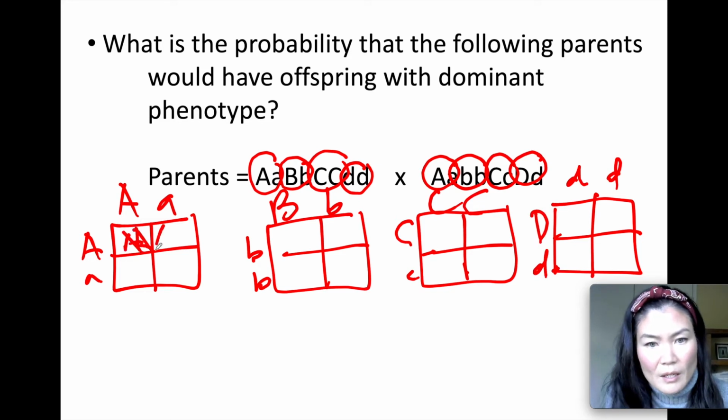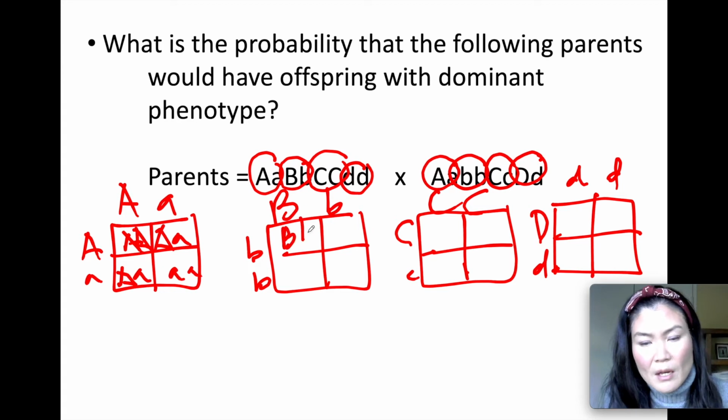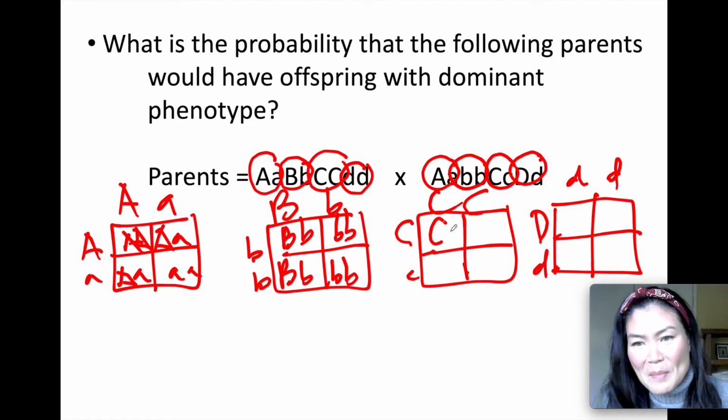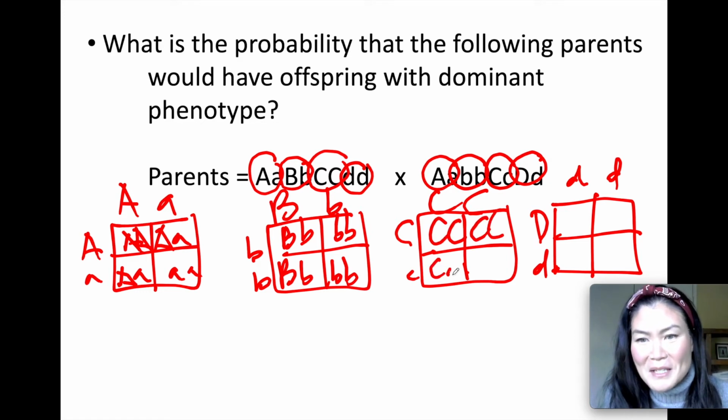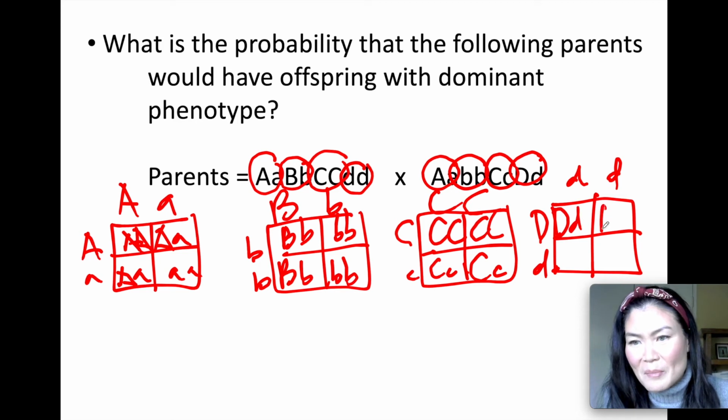Big A, little a, big A, little a, little a, little a. Big B, little b, big B, little b, little b, little b, little b, little b. Big C, big C, big C, big C, big C, little c, big C, little c. Big D, little d, big D, little d, little d, little d, little d, little d.